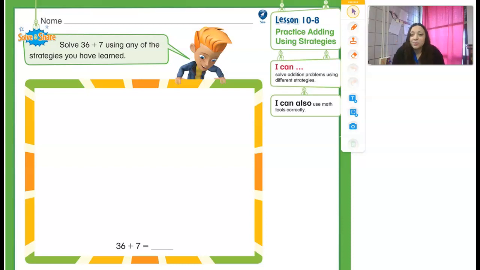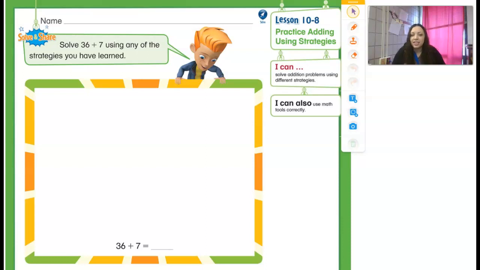Hi guys! So we're going to do lesson 10-8 in Envision, and today we're going to be practicing adding using different strategies. Remember, strategies are just different ways you get to your answer. Some of the ways are easier and make more sense to us than other ways, so you get to pick which strategy you want to use. We can make tens, we can count up, we have all those different strategies we've learned, and we just want to see which ones we want to use, okay?